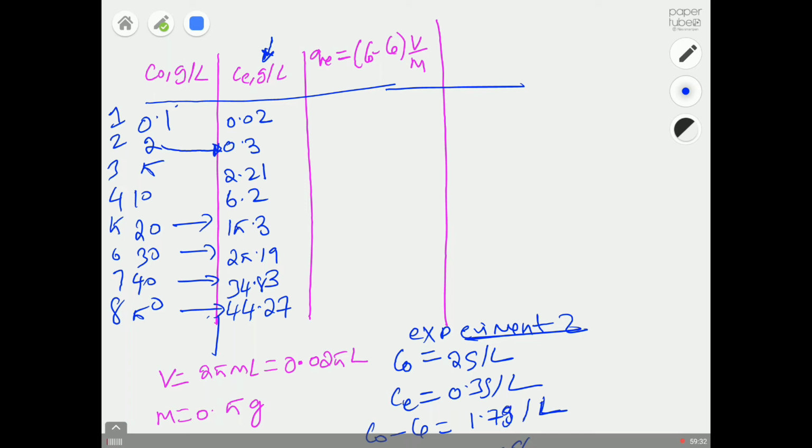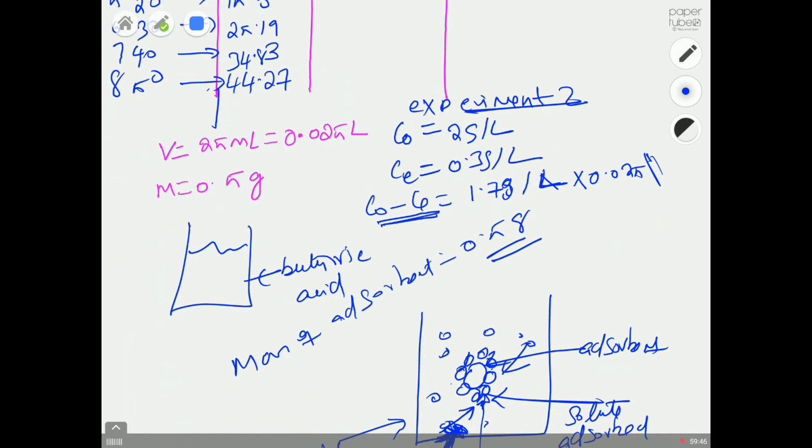If you multiply by the volume that we used in our experiment, which is 0.025 liters, liter and liter get cancelled. That gives an idea about how many grams of your solute moved from the solution side to the adsorbent side. So how many grams we moved.